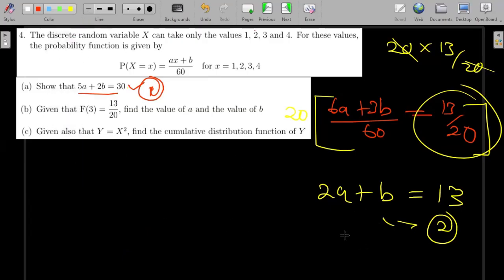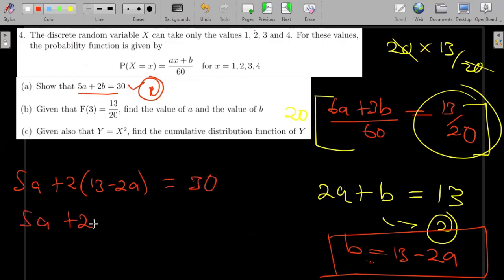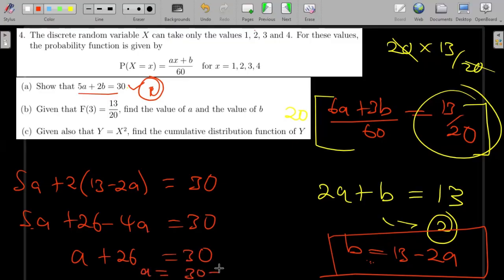Okay, so let's make b the subject here. So b will be equal to 13 minus 2a. This will be my b. Okay, and then from there, let's substitute this value of b into this one. So it will be 5a plus 2, then where there's b, I put 13 minus 2a, is equal to 30. So what I get is 5a plus 26 minus 4a is equal to 30. So 5a minus 4a, I'm going to get a plus 26 is equal to 30. So this will be a is equal to 30 minus 26. Okay, so it means my a will just be equal to 4.